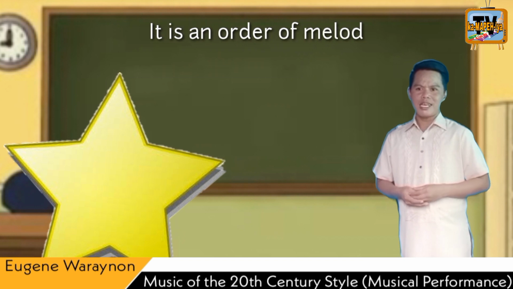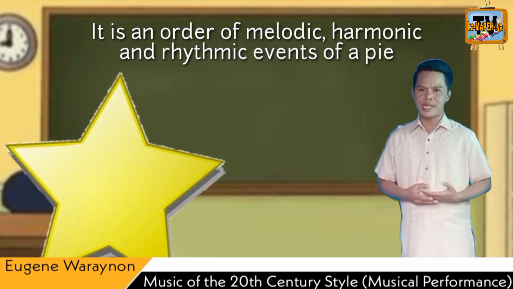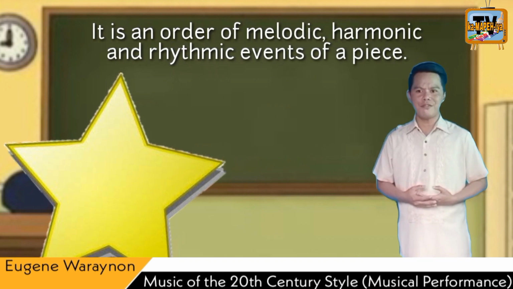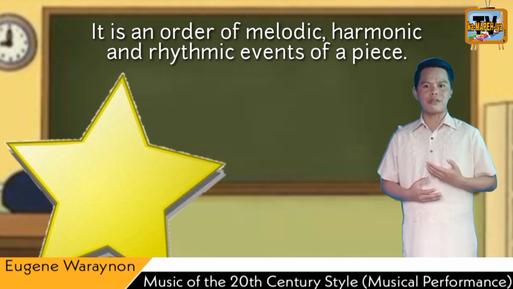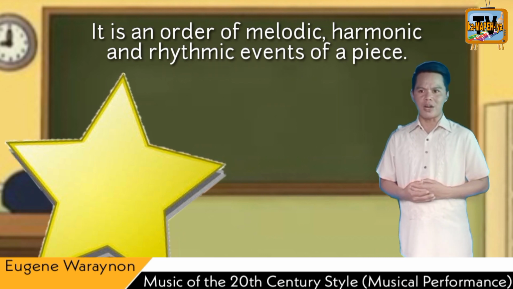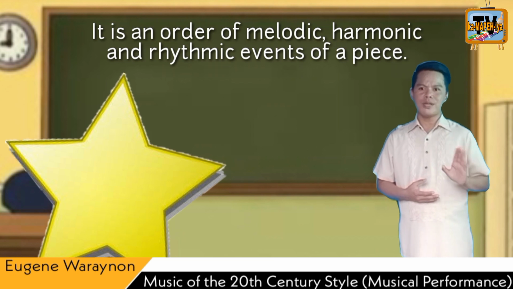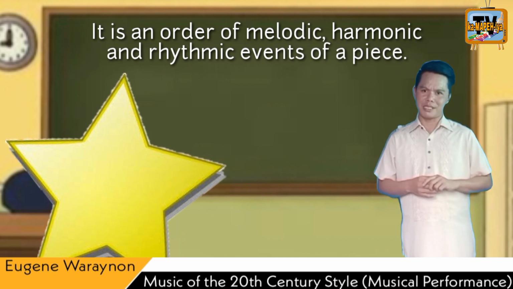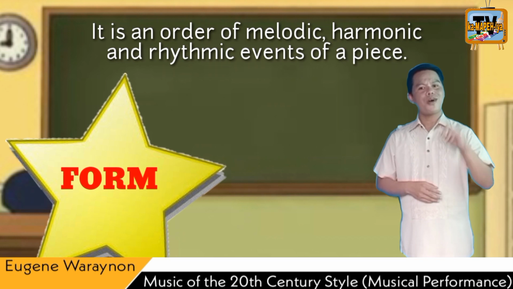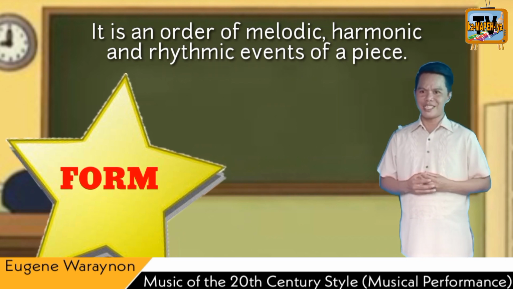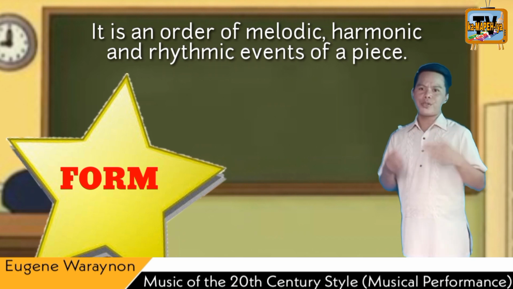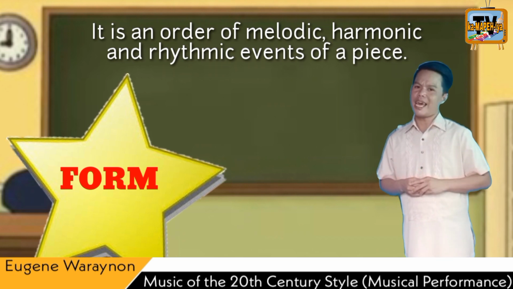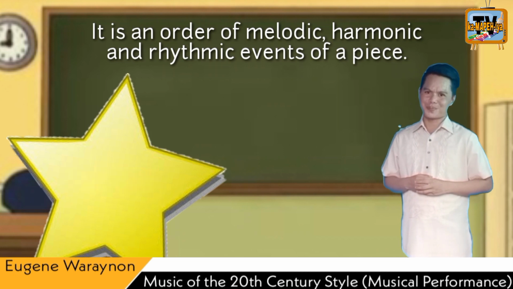Then the last one is an order of melodic, harmonic, and rhythmic events of a piece. It designates musical division brought by a repetition of melodic material or the presentation of a new yet contrasting material. Musical form, that is correct. Forms can be described as strophic, through-composed, binary, and ternary form.